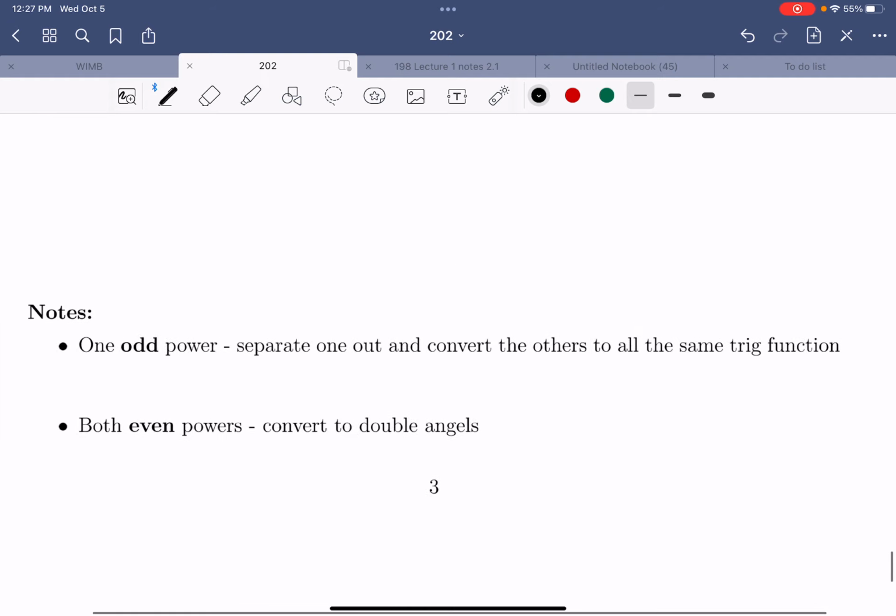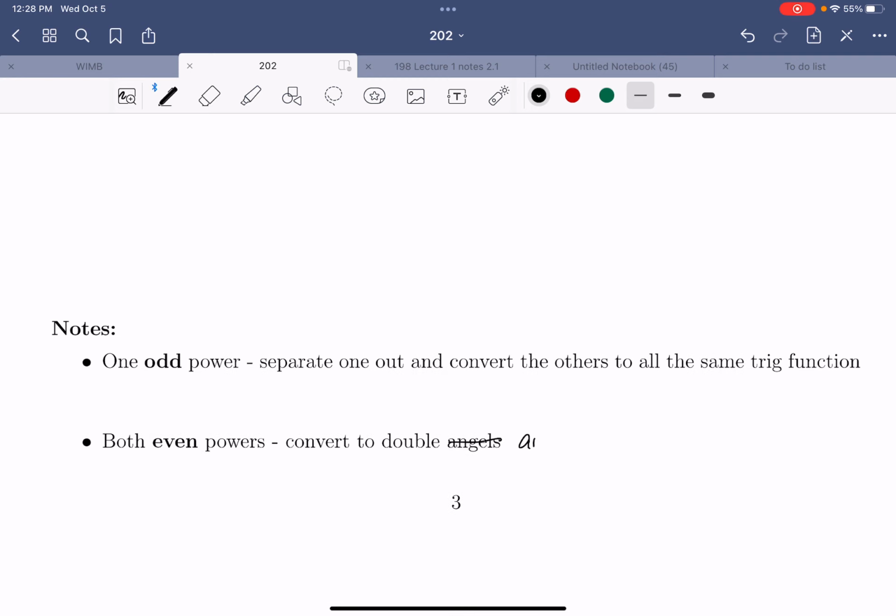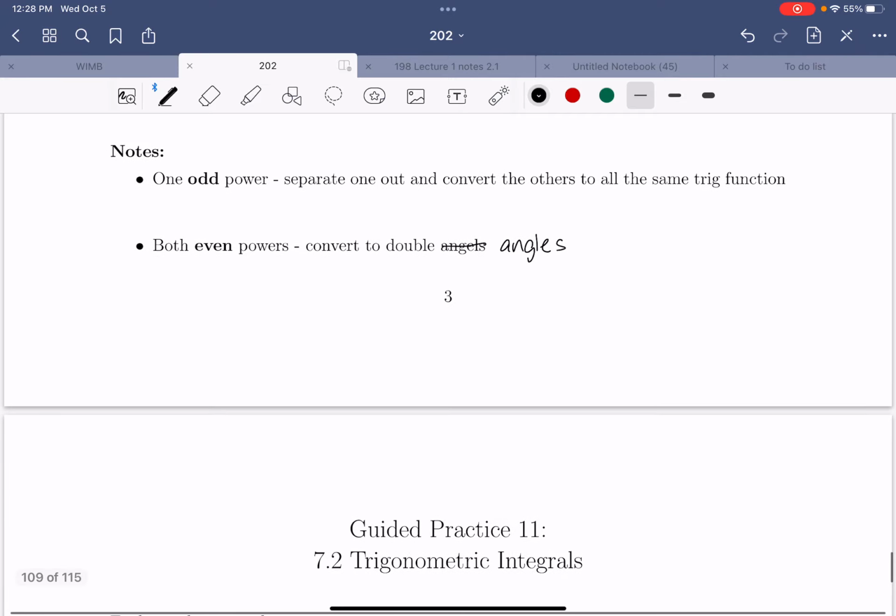So moral of the story, when you're working with trig integrals and you have one odd power, okay, can be both odd, but as long as you have at least one odd power, you can separate one of those out and convert the others to all the same trig function, right? The opposite trig function of what you're picking to separate out. If they're both even powers, then, oh, and this should say double angle. We're going to use our double angle formulas to convert so that it moves our squares kind of inside the argument is what that does for us. Okay. And that's going to be the end of our lecture.